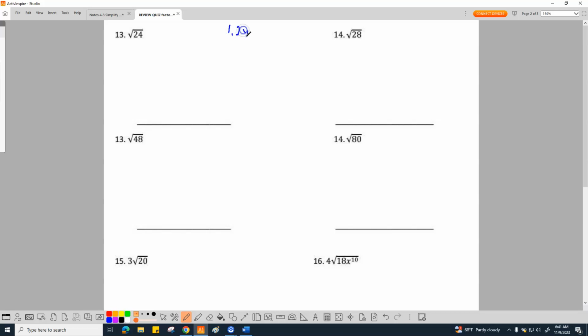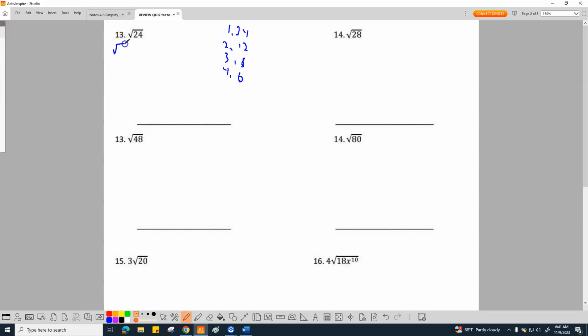I have 1 times 24. I have 2 times 12. I have 3 times 8. And I have 4 times 6. So check it out. 1 and 24 are not perfect squares. Well, 1 is, but we don't count that. 2 is not a perfect square. 12 is not. 3 is not. 8 is not. But 4 is. 6 is not.